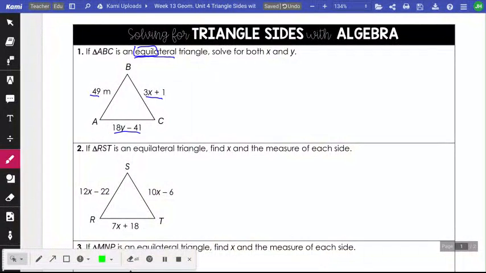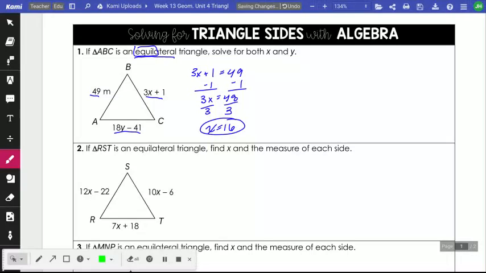So to solve for x, I will do 3x plus 1 equals 49, and I will solve that. So I'll subtract 1 from both sides, giving me 3x equals 48. I will divide both sides by 3, and I will get x is 16.